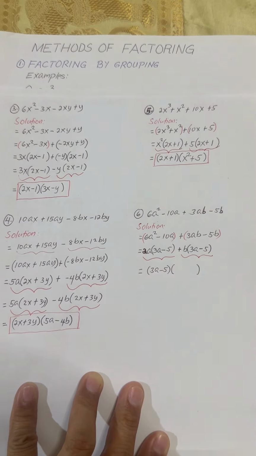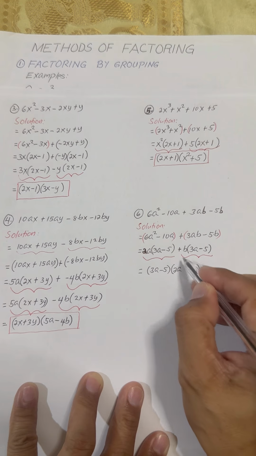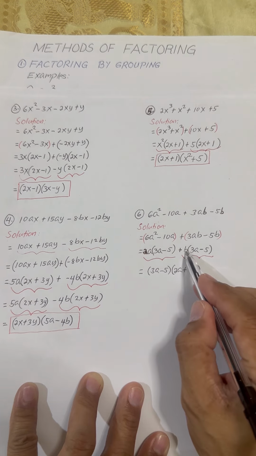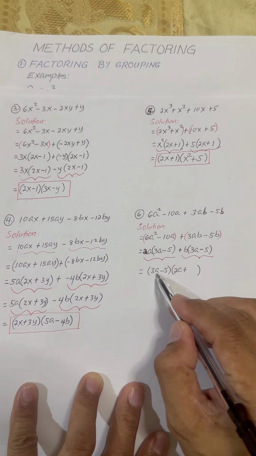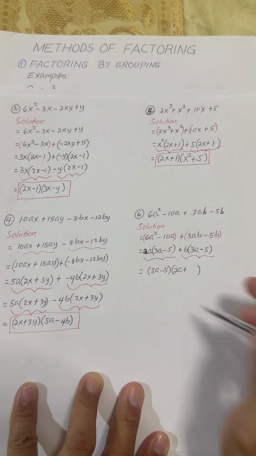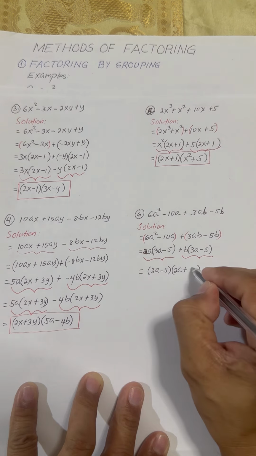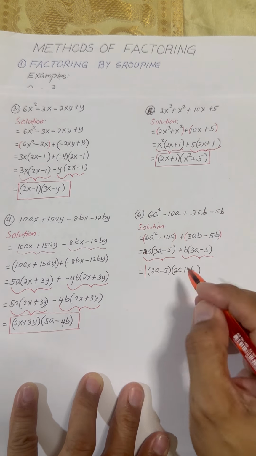So what is left is only this one, which is equal to 2A. Then we have plus. So this is also plus. So 3B times 3A minus 5 divided by 3A minus 5. So what is left is only B. Okay, so these are the factors.